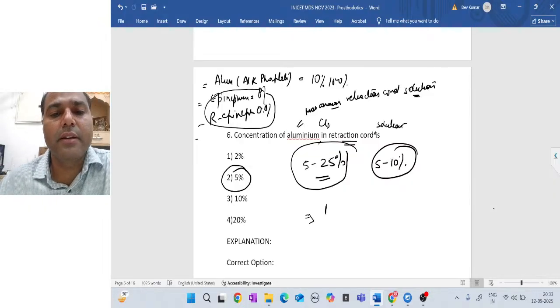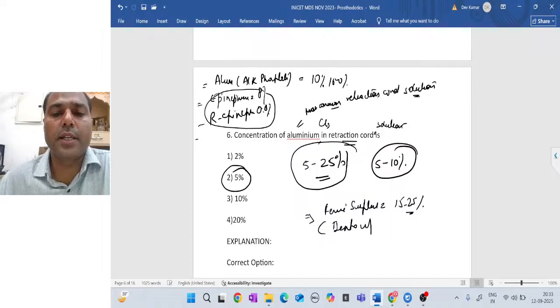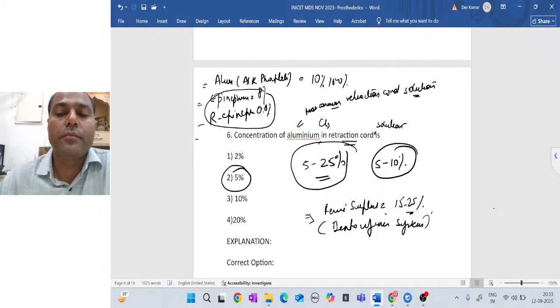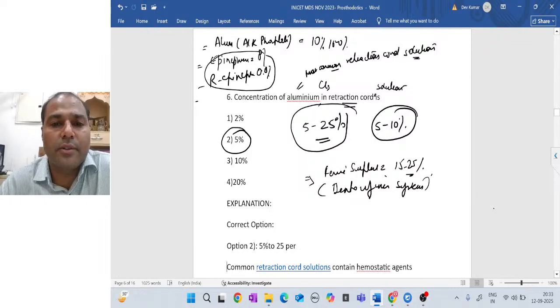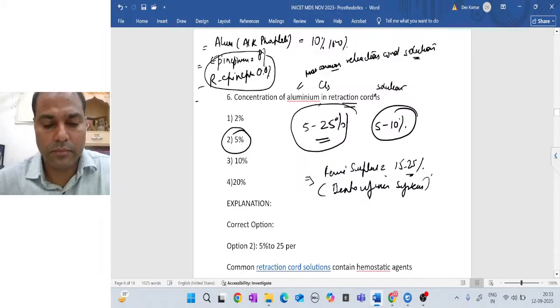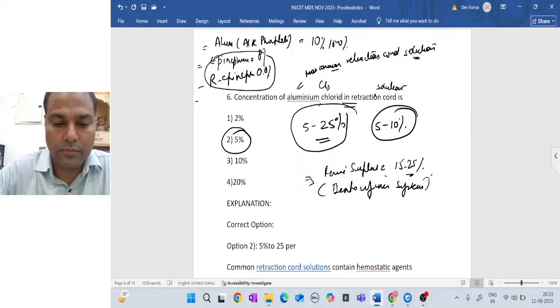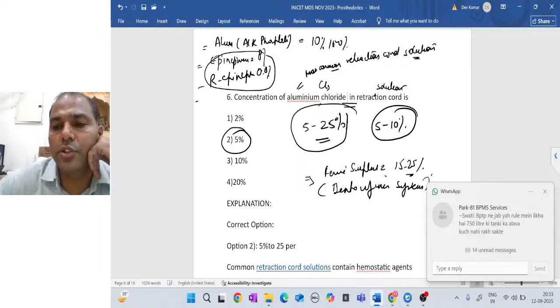Then we can have ferric sulfate, around 15 to 25% solution. And one system is our Dento-Infusor system, which is used for this. So the concentration of aluminum chloride, it is aluminum chloride, as a retraction cord solution.